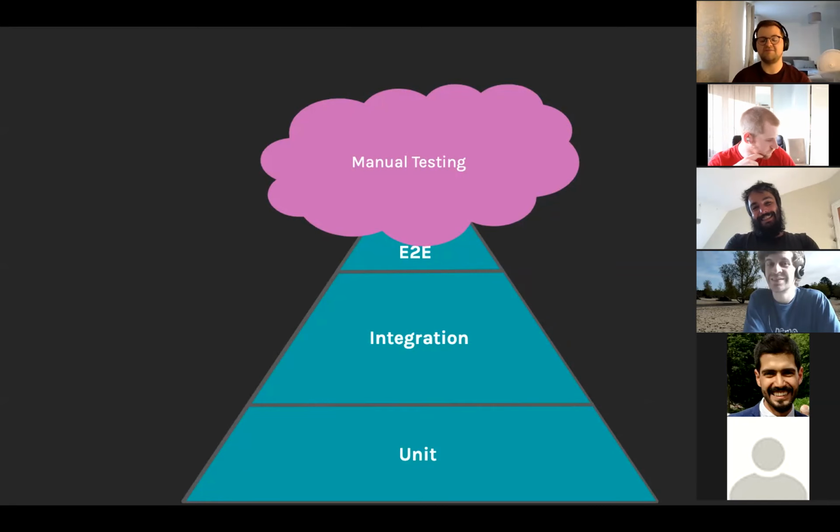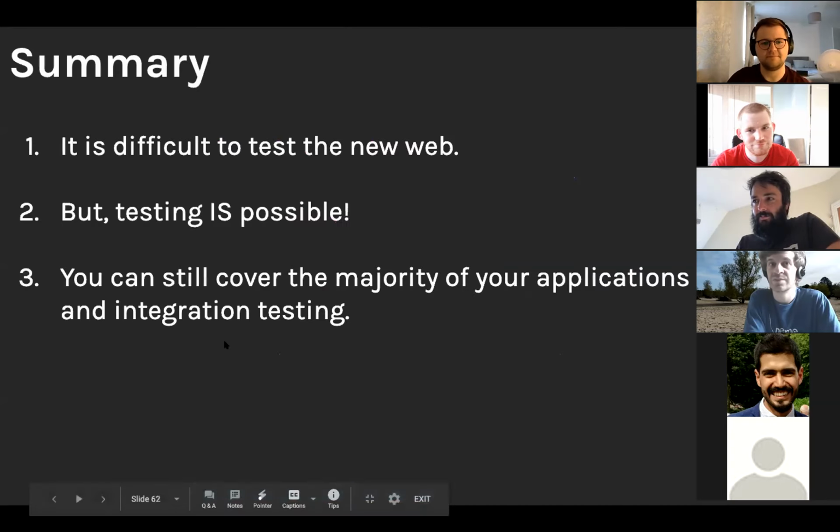With the 3D app, it was actually really hard to write any kind of automated test, so you'd have to do a lot of manual testing to make sure that's working. What I hope is that in the next few years that cloud lifts and we can write more and more of these tests automatically rather than having to rely on manual testing to check our new web applications. In summary, it is definitely difficult to test the new web.